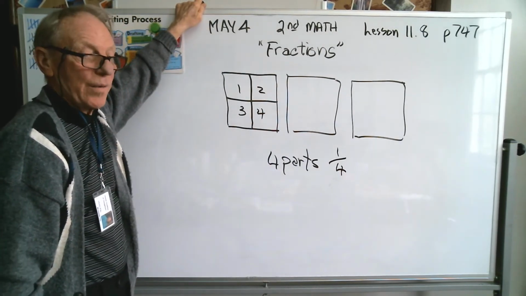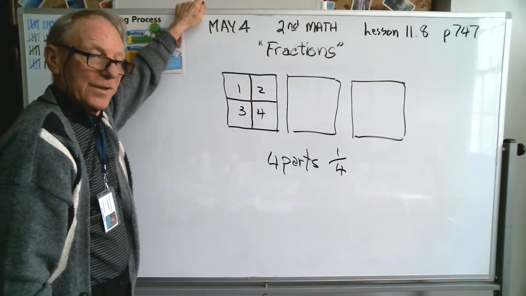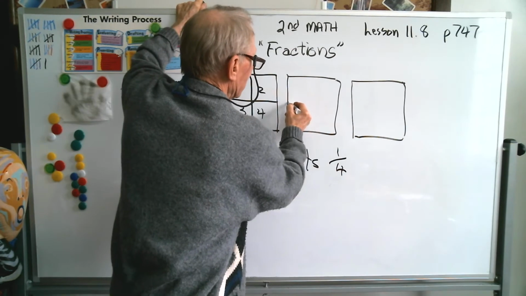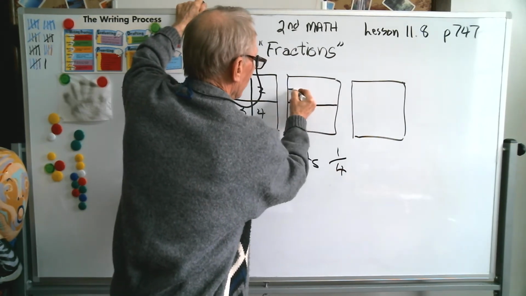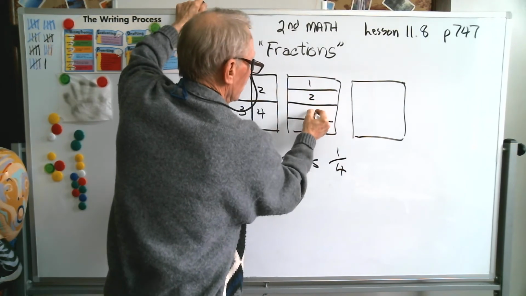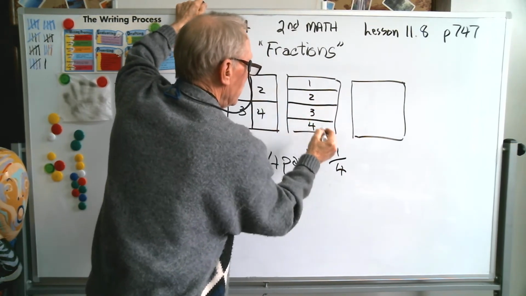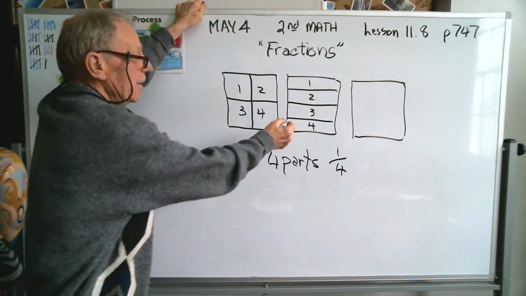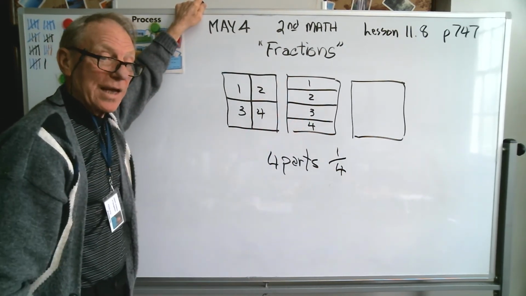So what's another way we can do it? You just got to think a little bit here. How about if we do it this way? 1, 2, 3, 4. That's 4 equal parts. Each one of those is exactly the same as the next one.